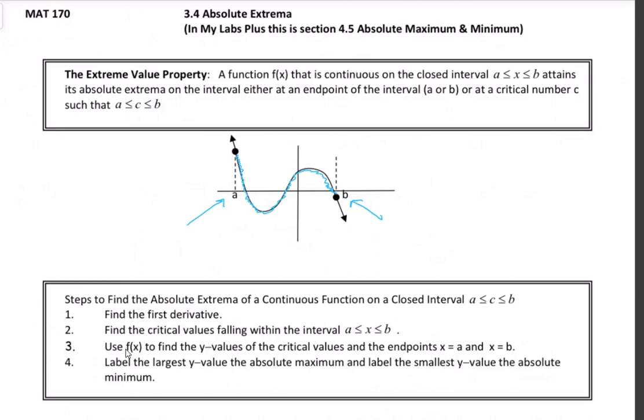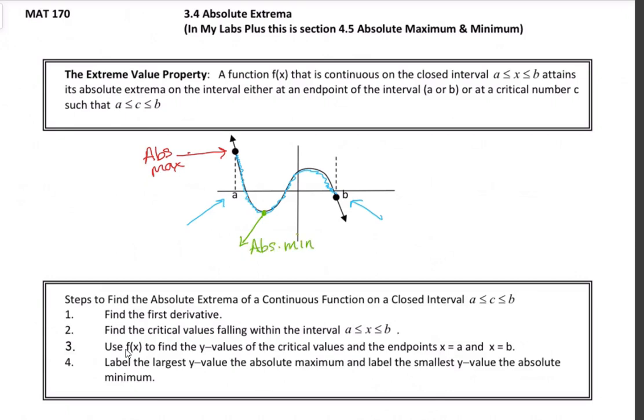If we look for the absolute maximum, meaning the highest point that the curve reaches in between A and B, we can see that the absolute max would be here. That's the highest point if we stay within A to B. And if we look at where the absolute minimum would be, it looks like the lowest point would be somewhere right here at that dip in the graph.